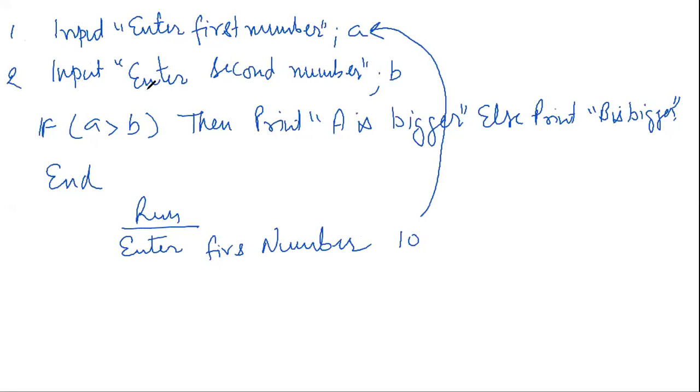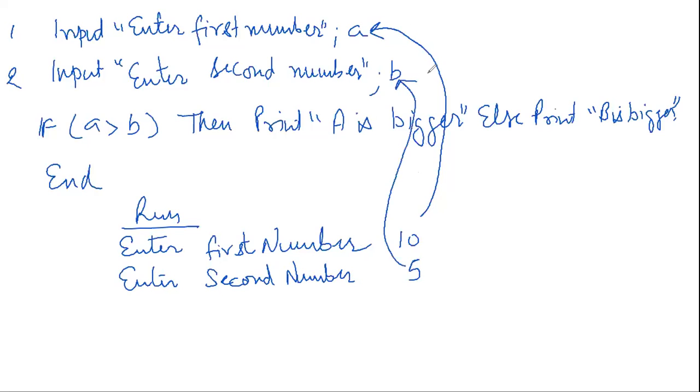So the user will enter a number. Suppose he has entered 5, right? And this number will be stored into B, right? Then the statement written at line number 3 will be executed. It will check the value of A. What is the value of A? It is now 10. Then the value of B, it is 5.